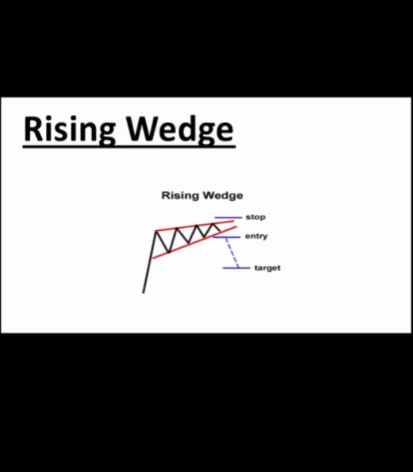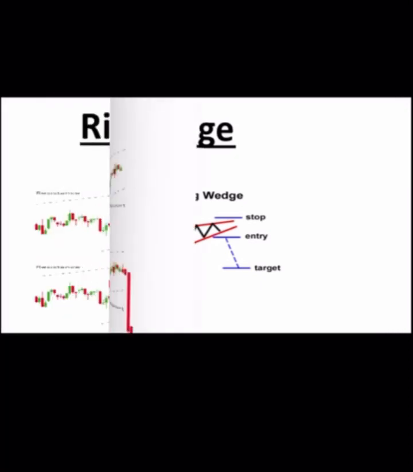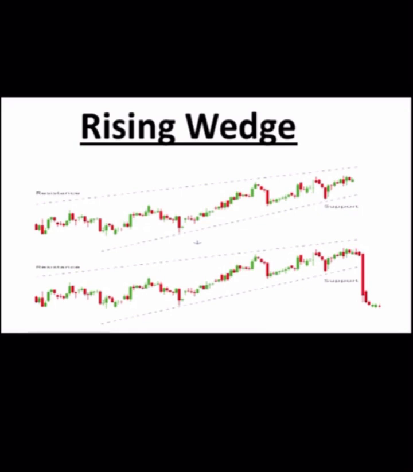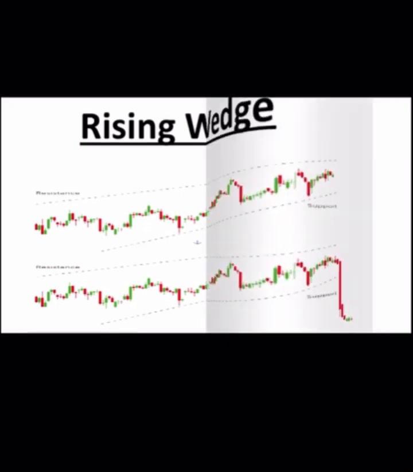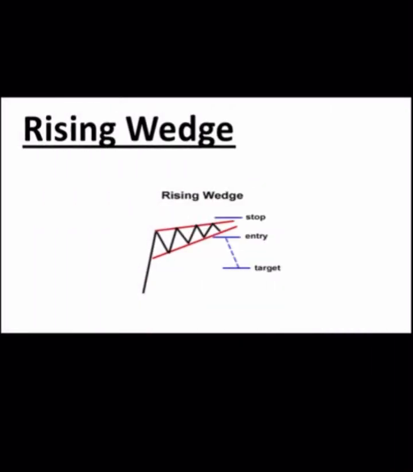At the head there where you have stop. Then we have the entry. You can see the entry there where you can enter from there, place your sell order and take your profit at the target. This is a rising wedge. You can see it here and it's represented in line chart. I hope this is clearly understood. Let's move to the next one.